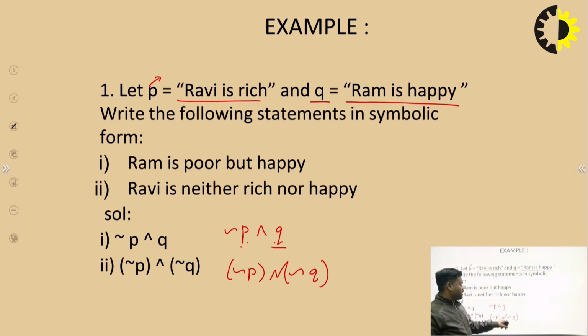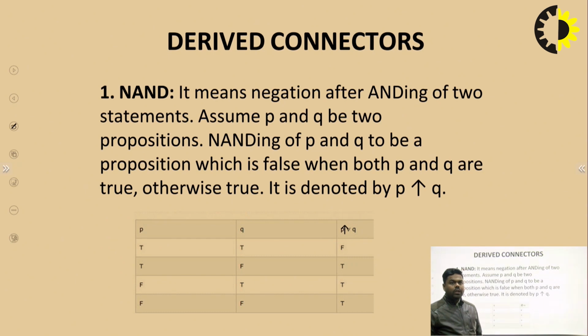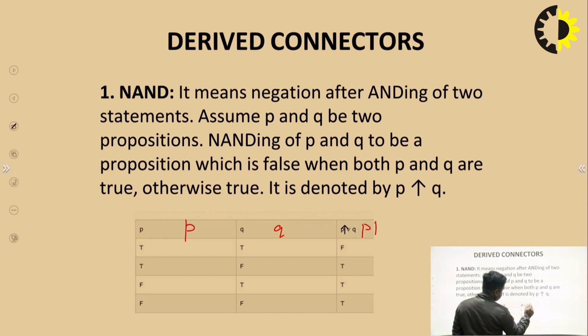We are putting the negation sign over there. They are the derived connectors also used. NAND means negation after ANDing. It means we use the AND operation with negation of the two statements. Assume P and Q are two propositions. NANDing of P and Q is the proposition which is false when both P and Q are true, otherwise true. Here we are making P, Q, P NAND Q.